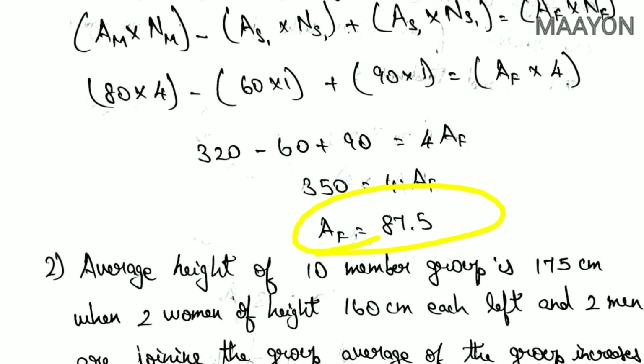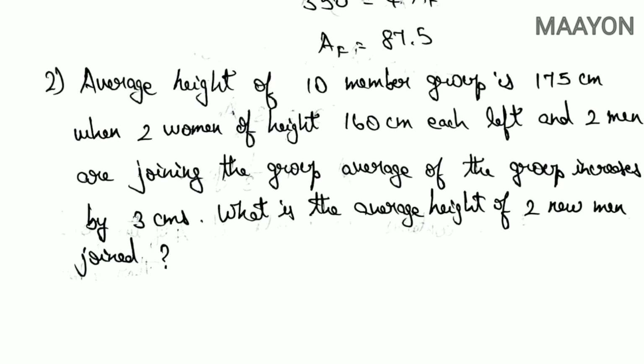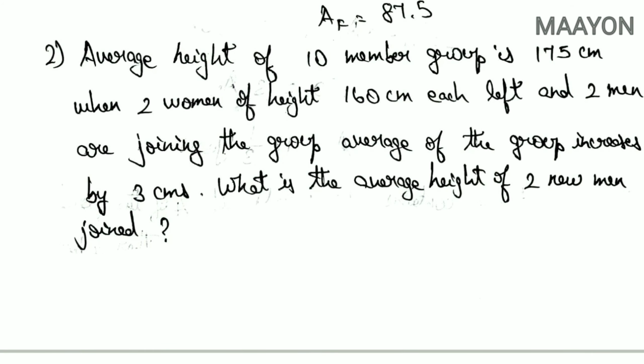Moving on to type 2, the average height of a 10 member group is 175 cm when 2 women of height 160 cm each left and 2 men are joining the group. Average of the group increases by 3 centimeters. What is the average height of the 2 new men joined?